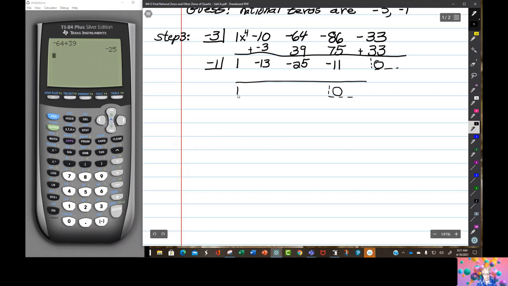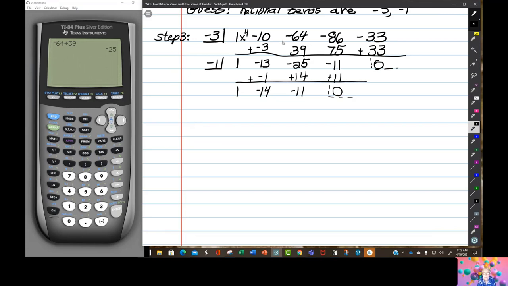Bring down your 1. 1 times negative 1 is negative 1. Negative 13 plus negative 1 is negative 14. Negative 14 times negative 1 is positive 14. Negative 25 plus positive 14 is negative 11. Negative 11 times negative 1 is positive 11. And negative 11 plus 11 is 0. Yay!